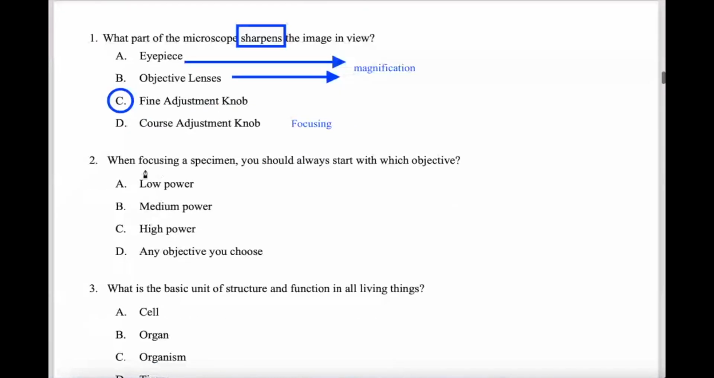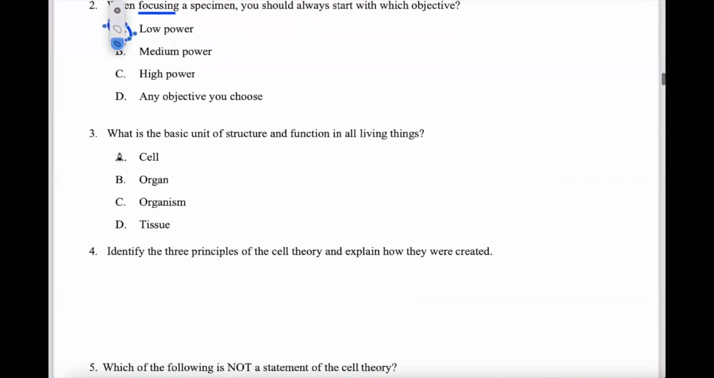Moving next. When focusing a specimen, you should always start with which power? Low power. Very good. And what is the power for the low? We don't actually need to know it, but it is 4x, 10x, 40x. What is the basic unit of the living thing? Cell.